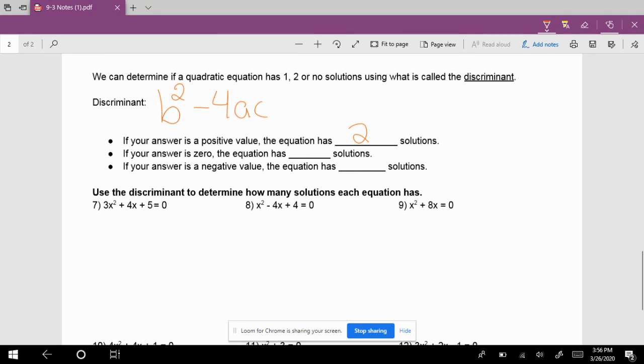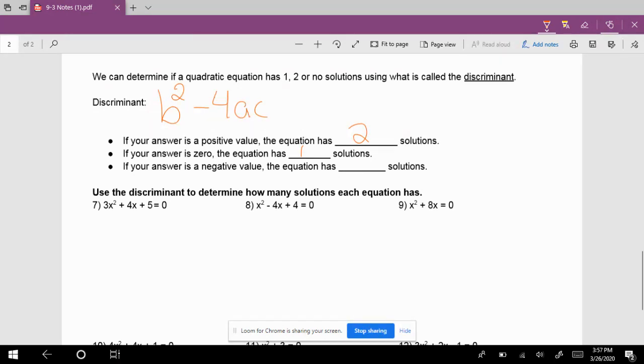So what if I did b squared minus 4ac and I got 0? If underneath the radical becomes 0, the square root of 0 is 0. That doesn't mean there's no solutions. That means the only answer is 0, so that has one solution. So if your discriminant becomes 0, you have one solution to that problem.